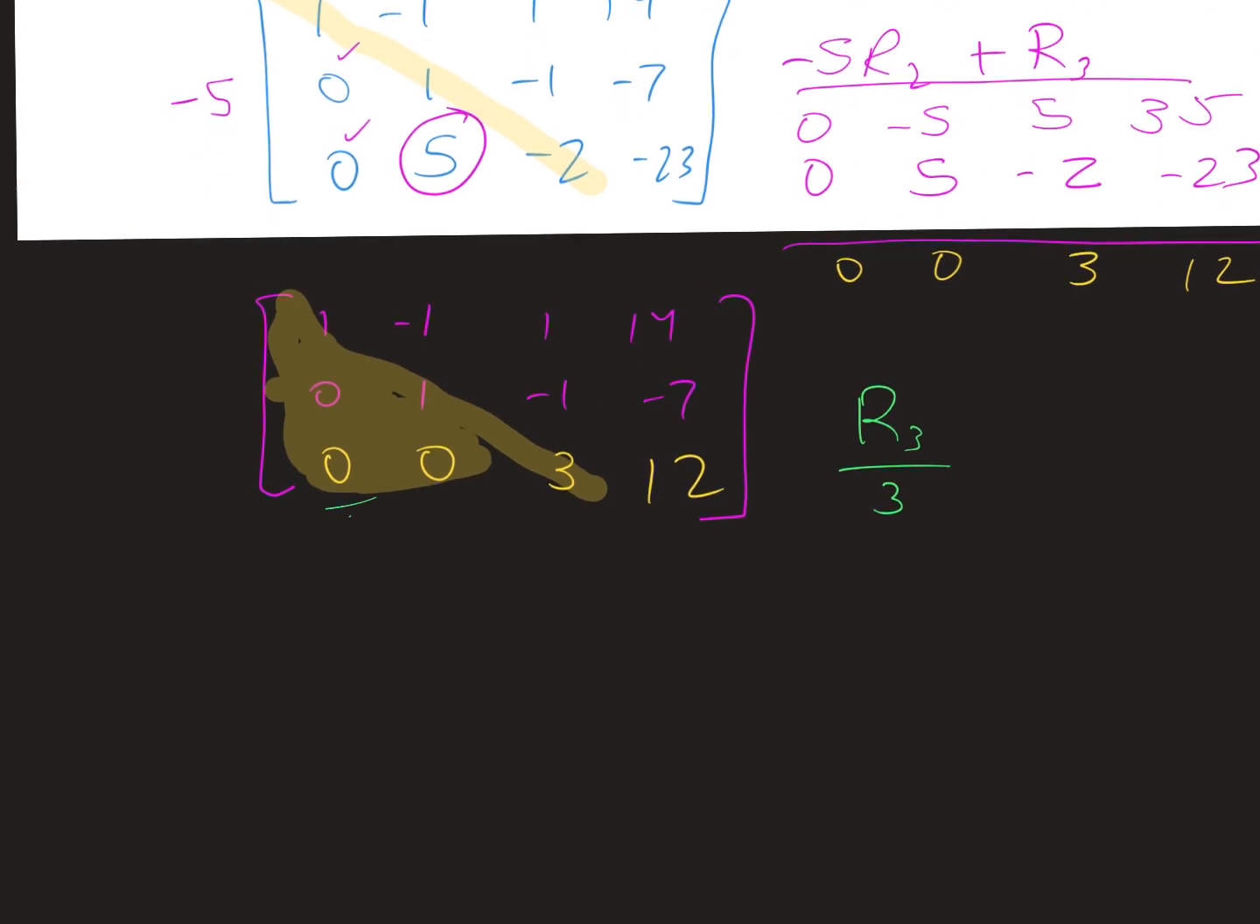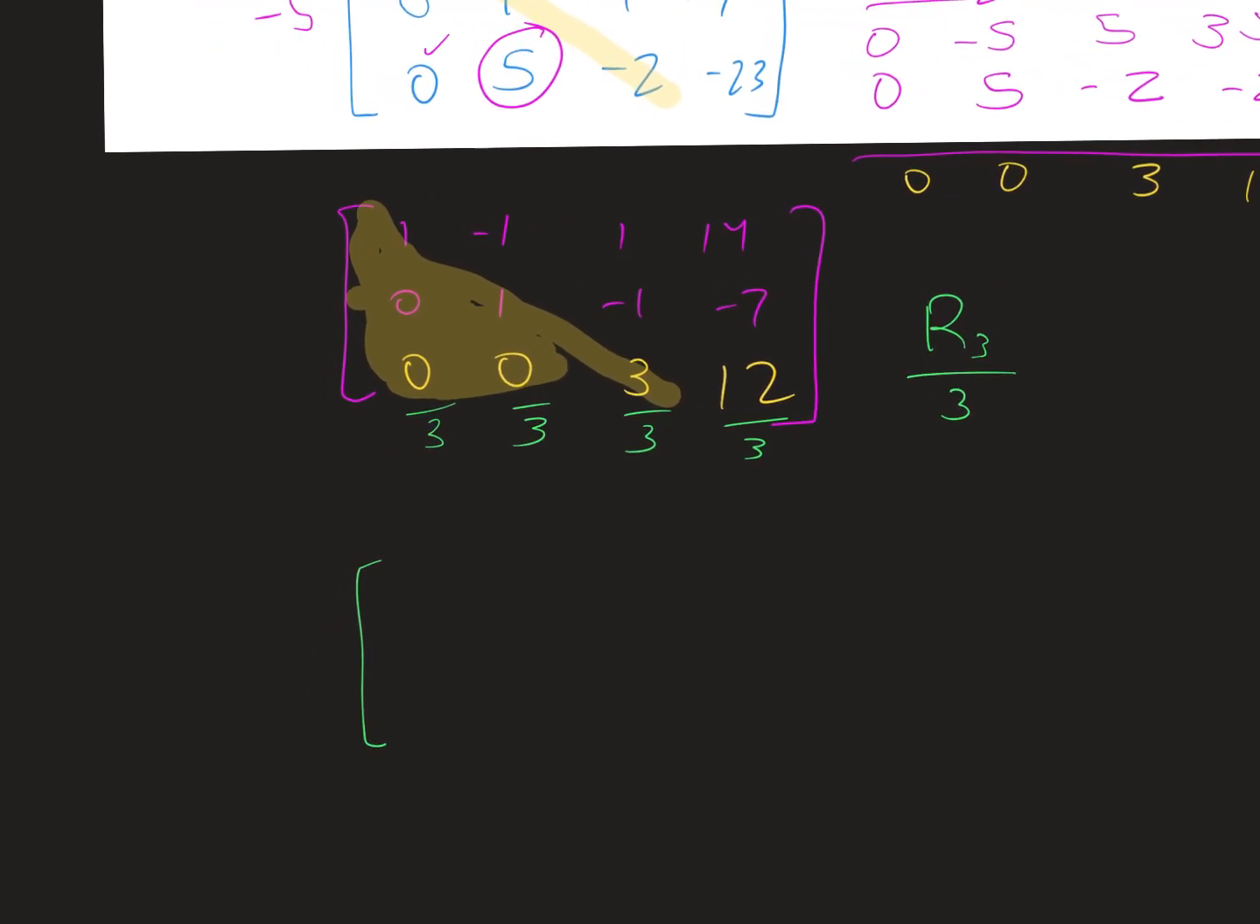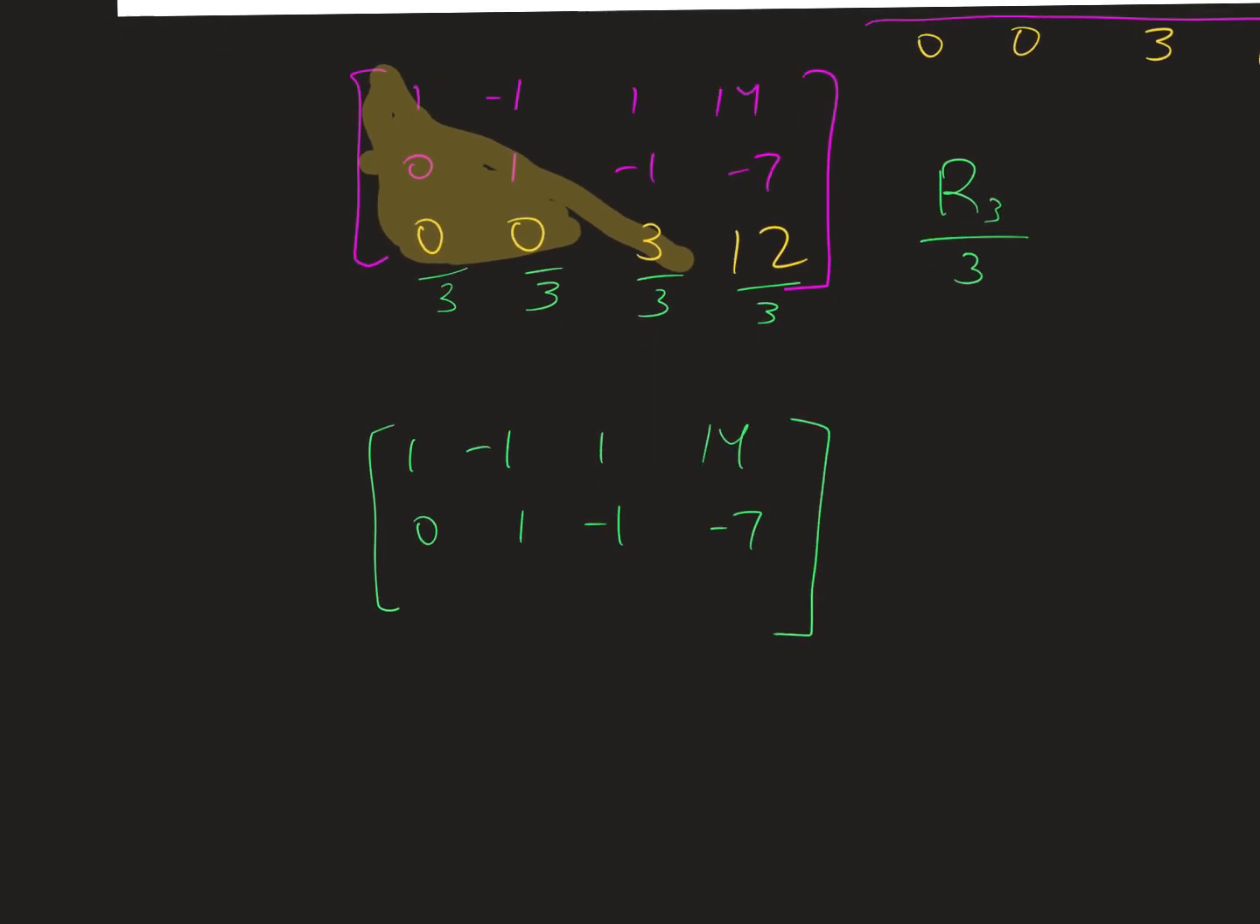Look, if I divide this by 3, and this by 3, and this by 3, and this by 3. So my first row is going to stay the same: 1, -1, 1, 14. 0, 1, -1, -7. What's 0 divided by 3? 0. What's 0 divided by 3? 0. What's 3 divided by 3? 1. What's 12 divided by 3? 4.